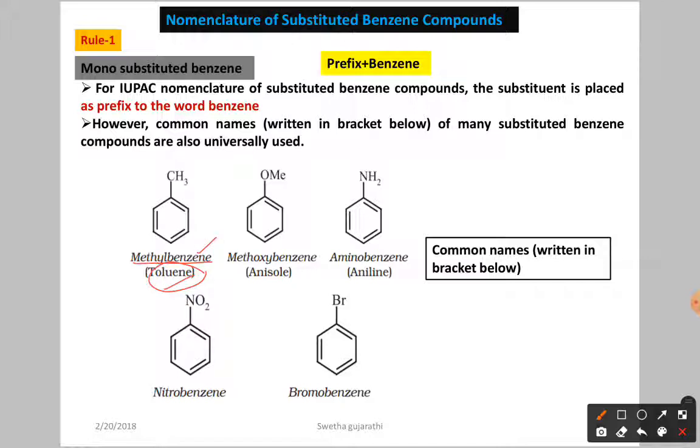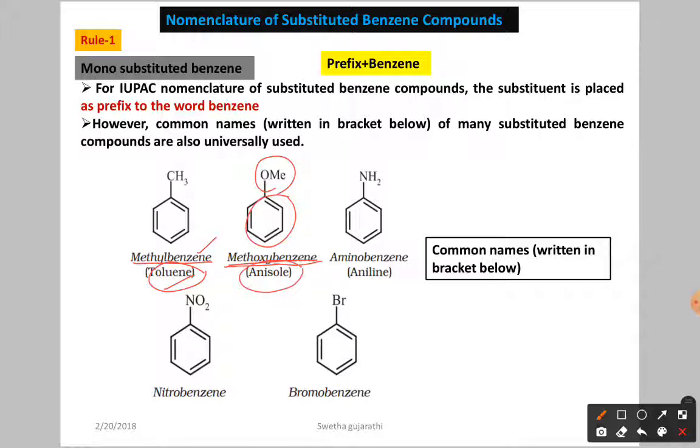Next, if you have the benzene ring with a methoxy group, OMe is called methoxy. So the nomenclature is methoxy, and then you end with benzene. So methoxy benzene. Now the common name is anisole.